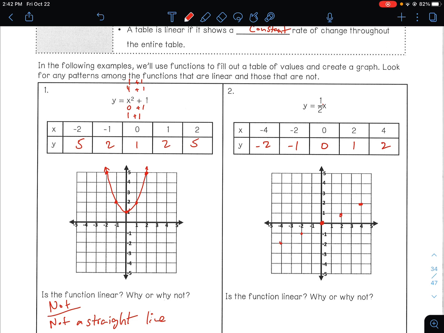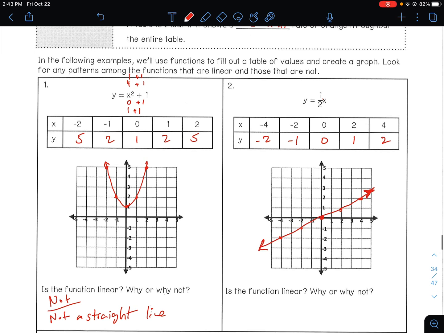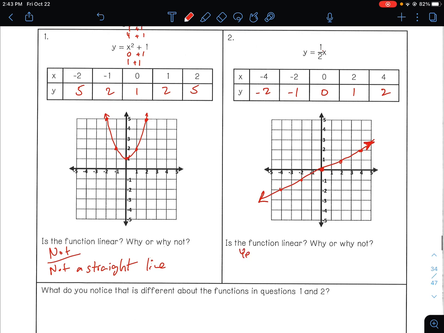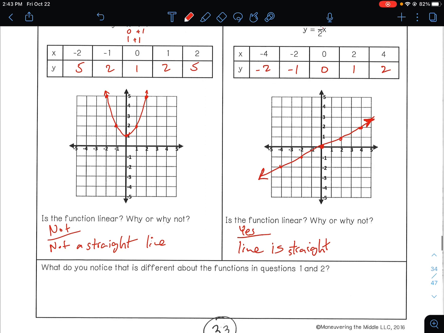So it looks like it's making a straight line. I didn't do a very good job of drawing that line, but it's okay. Is the function linear? Yes, the line is straight. We could also add some other information about the graph, namely that the table shows a constant rate of change.